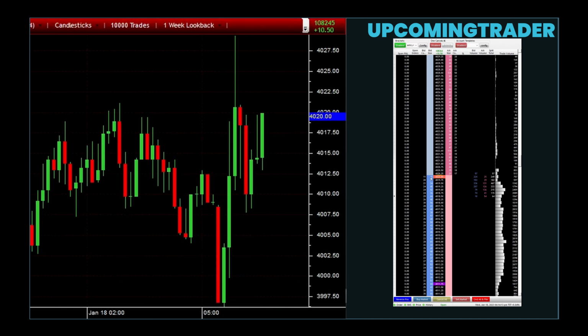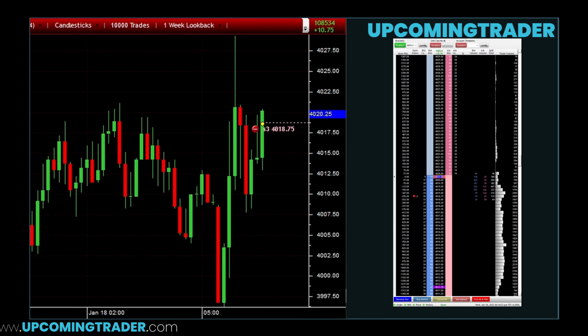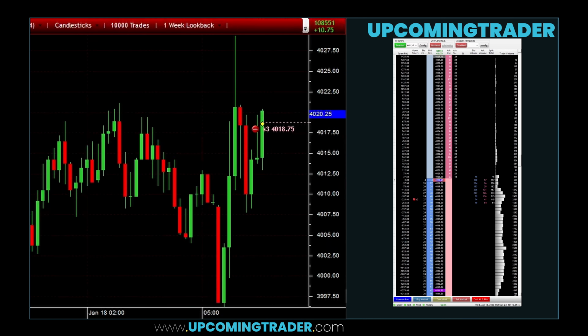Volume profile is another important tool. It shows you how much trading happened at specific price levels. If you see high volume areas, they can act as support or resistance levels, while low volume areas show where the price tends to move quickly.